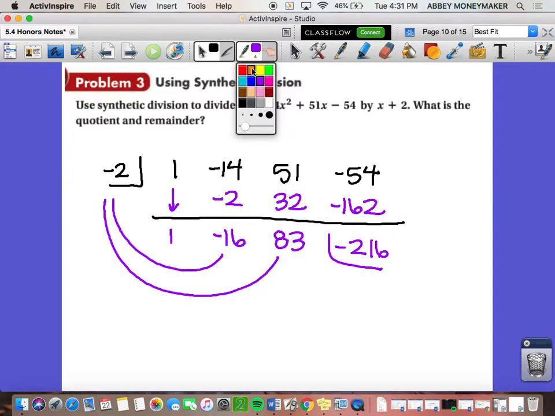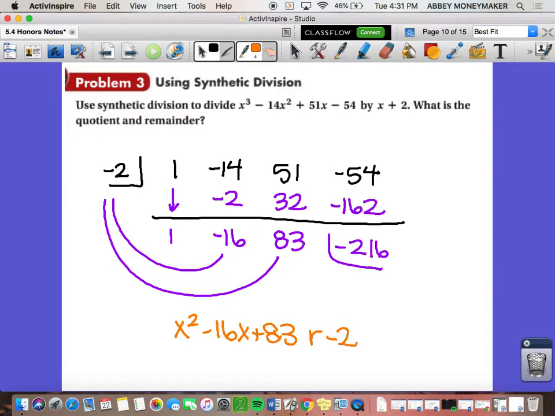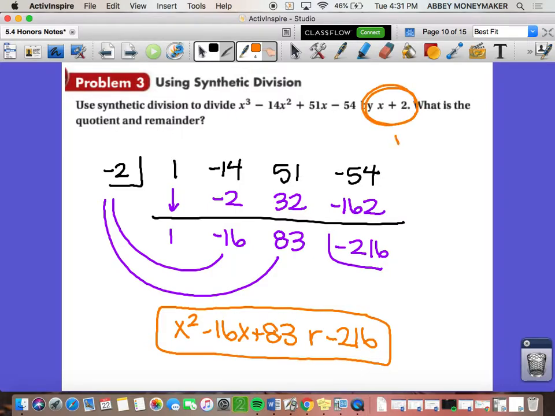So my quotient would be x squared minus 16x plus 83, and my remainder would be negative 216. So let's answer a follow-up question here. What do we know about x plus 2? This is not a factor because my remainder was not 0. And then what do we know about negative 2 then? This is not a solution.